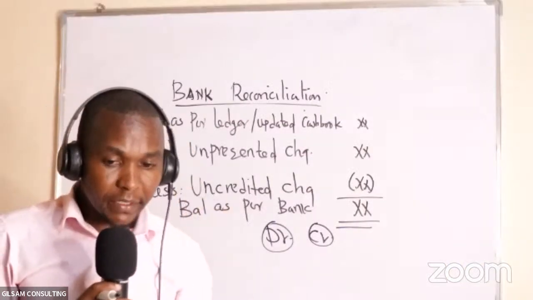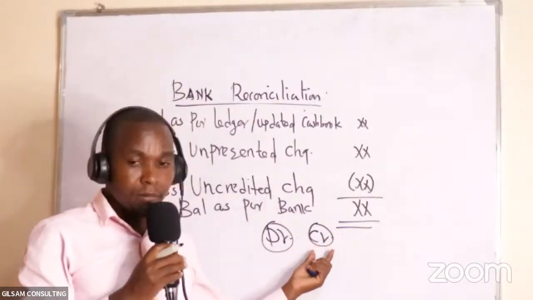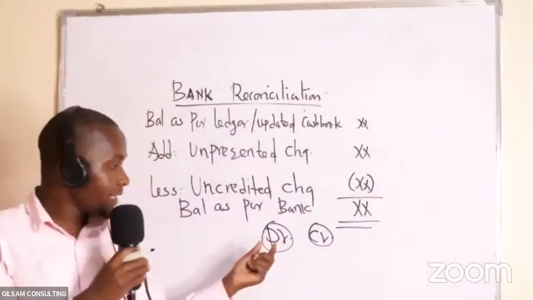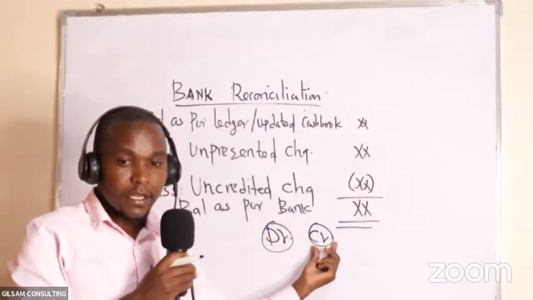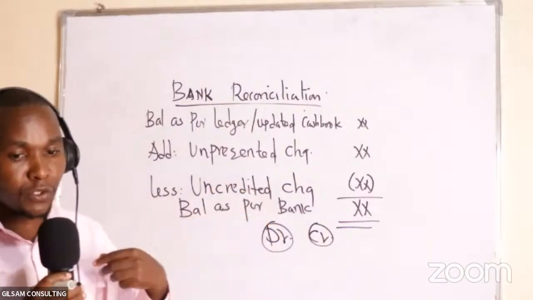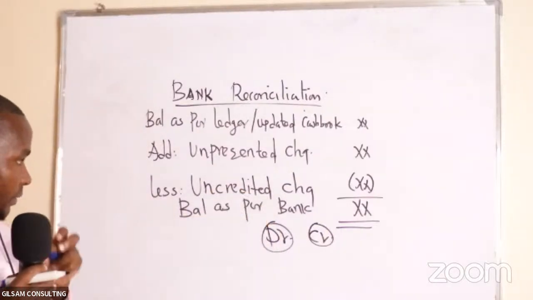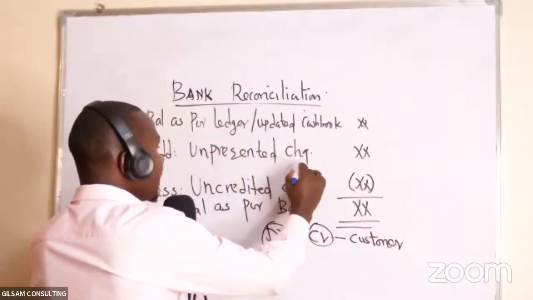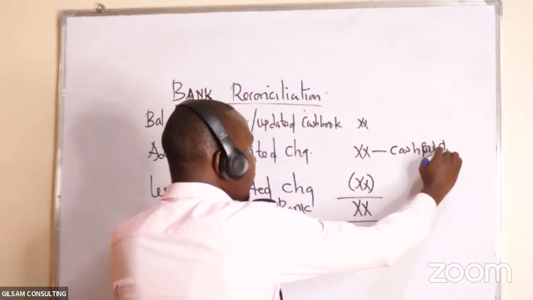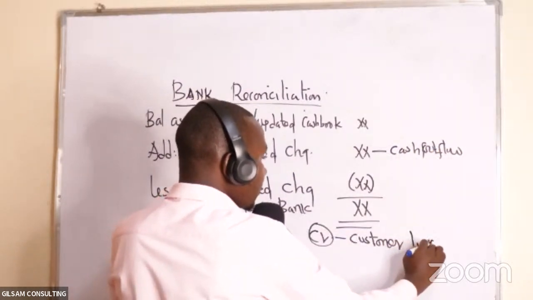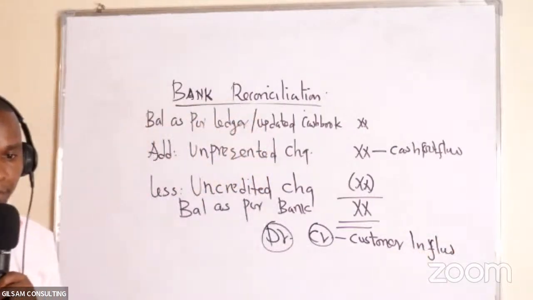When you receive payment, your bank will do what? Will credit your account. But you in the ledger you will do what? Hold on. Uncredited check. So the bank has not yet credited your account. So it is a cash inflow, not a cash outflow. This one is coming from customers or whoever is paying you, but this one you have to note is the cash outflow. This is the cash outflow. This is the cash in. That is the cash inflow.